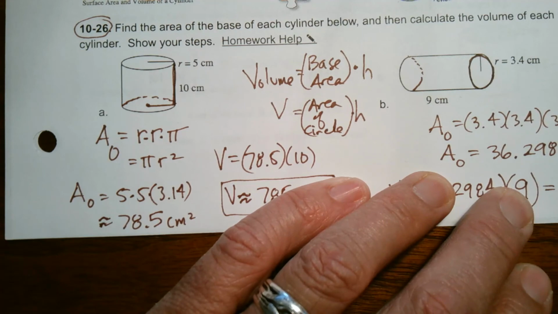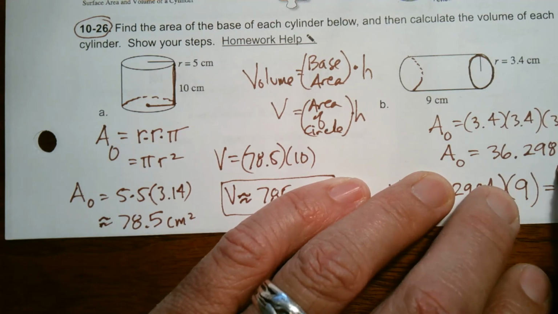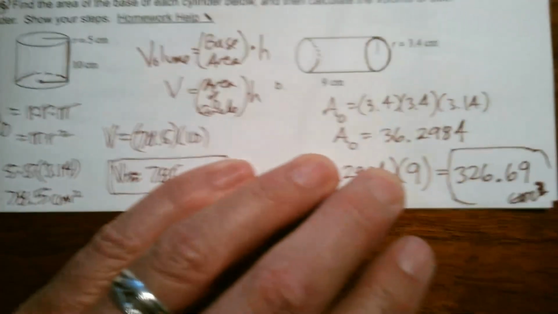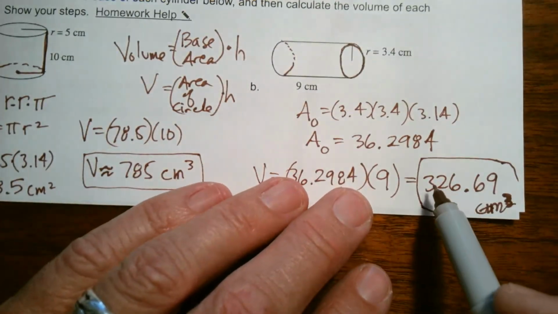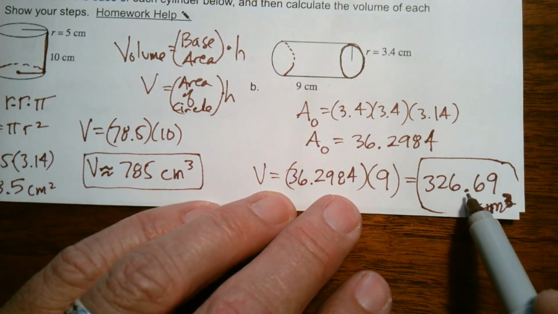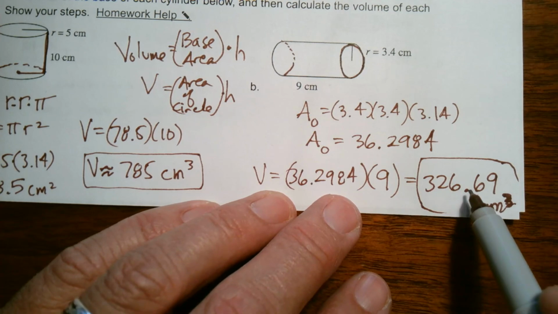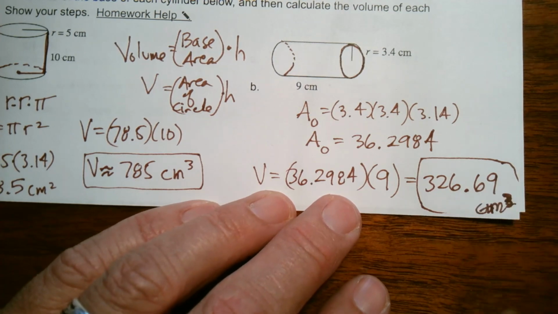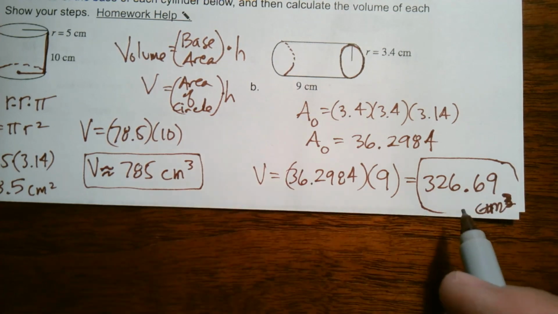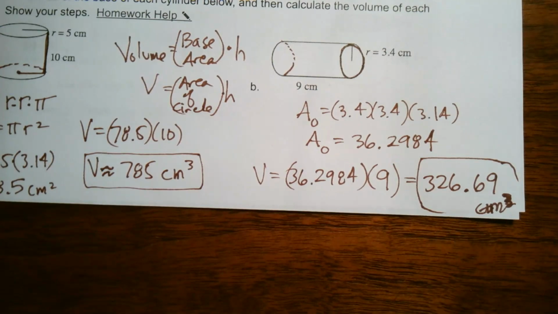So, cubic centimeters. I put a little 3 there. Sorry, you're not seeing what I got there. So 326.69 centimeters cubed after I did the multiplication on the volume. Okay, there we go.